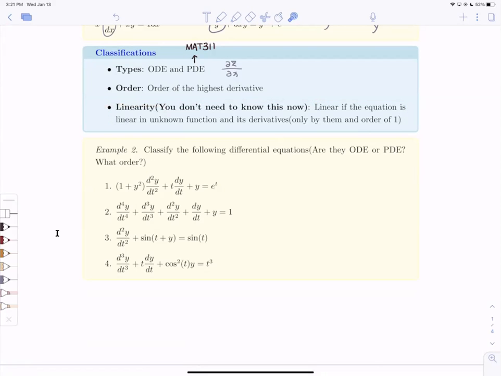Now let's look at some examples. I want you to classify the following differential equations. Are they ODE or PDE? And what order are they? Okay, so first question, do we have any PDE here? Yes or no? Nope, okay. So they are all ODE, okay?